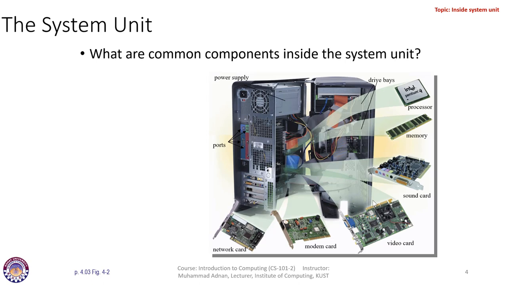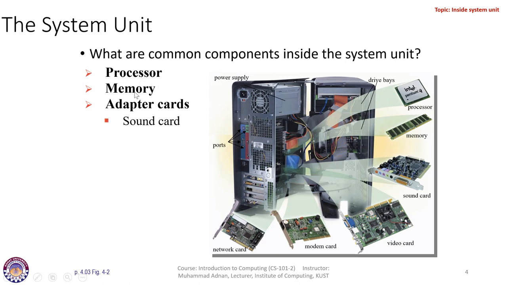So what are the common components inside the system unit? If you open the system unit, this is a typical chassis or a case. If you open it and look at it, you will find many videos on YouTube where you can study or see what's inside. So we have a processor, we have RAM or memory, we have adapter cards such as sound cards and modem cards. Sound cards are there to enhance sound. A modem, modulation demodulation card, is for the internet. To enhance the quality of video, you can use the video card. And for networking, if you want to connect to another computer, you use a network card.